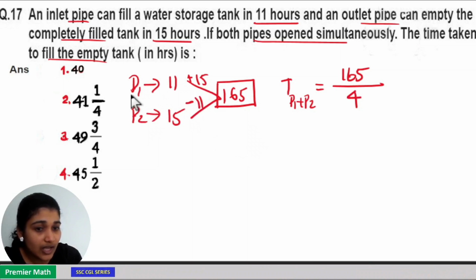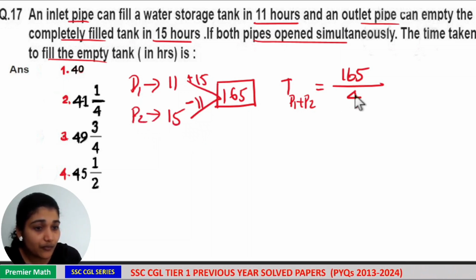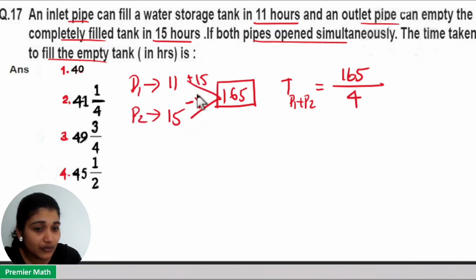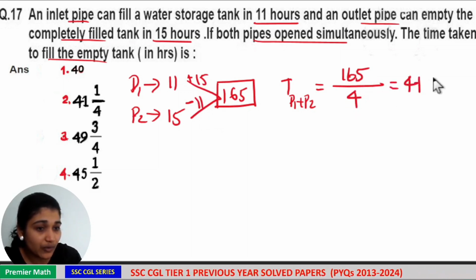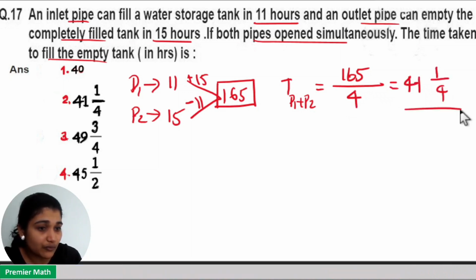That is, in 1 hour, pipe 1 fills 15 units and pipe 2 empties 11 units. That is, in 1 hour, pipe 1 and pipe 2 together fill 4 units. Filling 15, emptying 11. So, 15 minus 11, 4 units is filling. Then 165 units will fill in 165 by 4 hours, which is equal to 4 goes 41 times in 165, remaining is equal to 1 by 4. So, 41 and 1 by 4 hours.